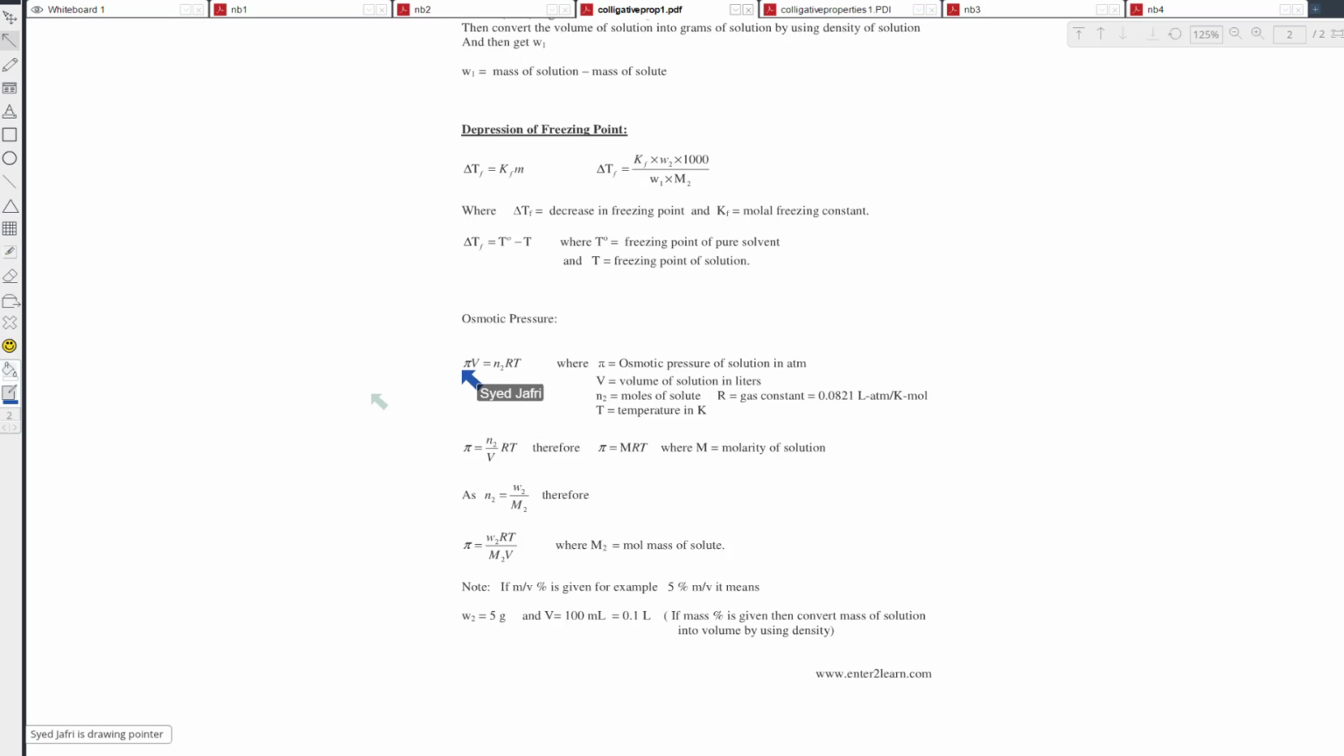Osmotic pressure pi is not the pi number, okay? Sometimes they write P, sometimes they write pi. But we are using pi as a symbol, not as a 3.14 value. I don't know what your book is using. Some books use P and some use pi. Be careful, this pi is just a symbol, not 3.14.